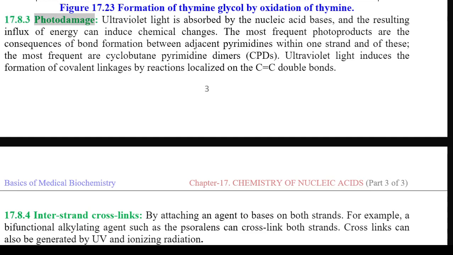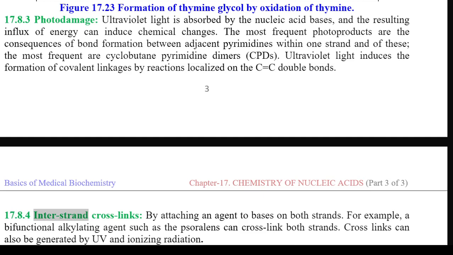17.8.3 Photodamage. Ultraviolet light is absorbed by the nucleic acid bases, and the resulting influx of energy can induce chemical changes. The most frequent photoproducts are the consequences of bond formation between adjacent pyrimidines within one strand, and of these, the most frequent are cyclobutane pyrimidine dimers, CPDs. Ultraviolet light induces the formation of covalent linkages by reactions localized on the C=C double bonds.